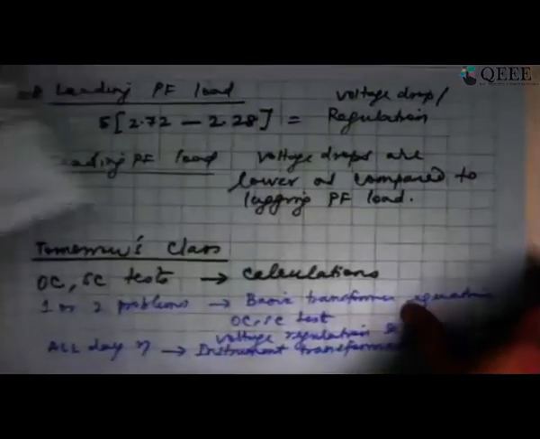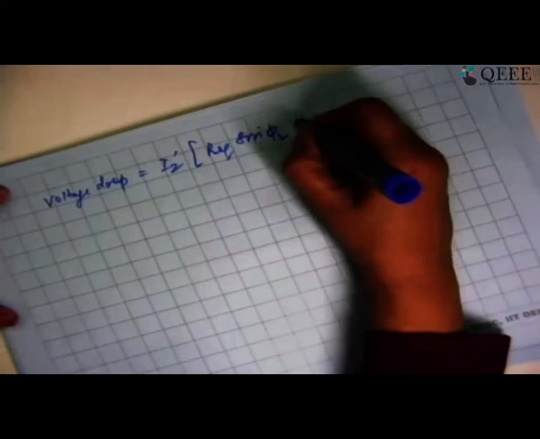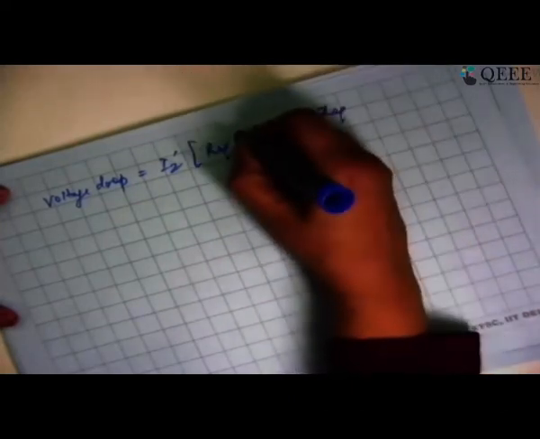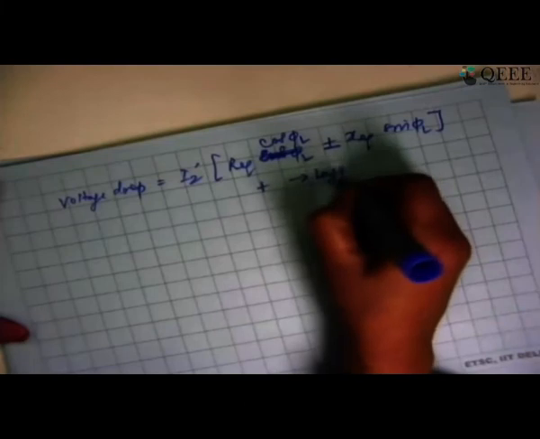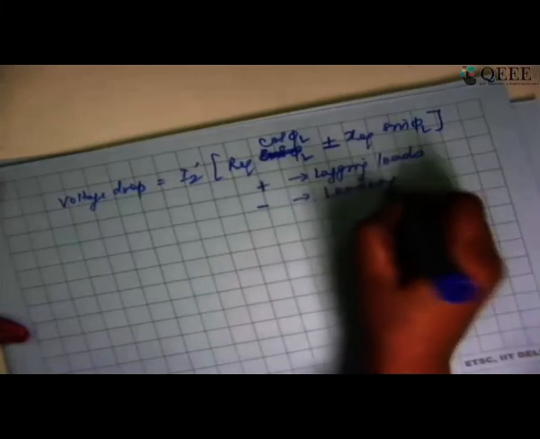I hope you understand. What I am trying to say is that I have the voltage drop to be I2 dash into R equivalent cos phi L, plus or minus I2 dash into X equivalent sin phi L. The plus sign is for lagging loads and the minus sign is for leading loads. This is the voltage drop.